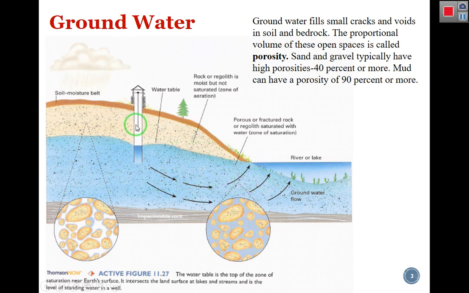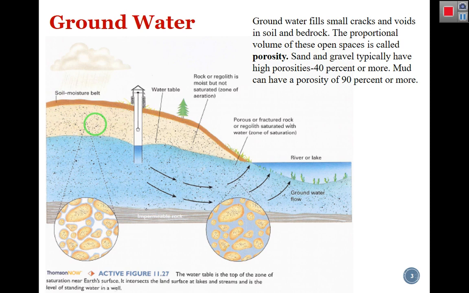Okay, let me explain about the zones of aeration and saturation. The zone that lies between the water table and the Earth's surface is called the zone of aeration. The zone of aeration is composed of three regions. The uppermost region is the soil moisture region. It's the water that forms a film around grains of topsoil.